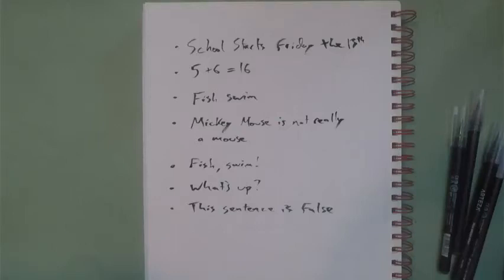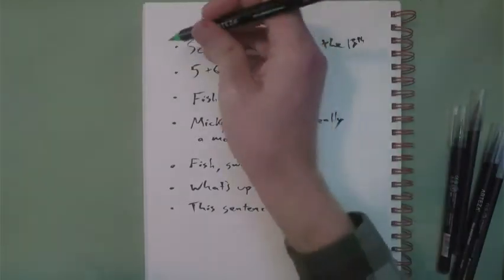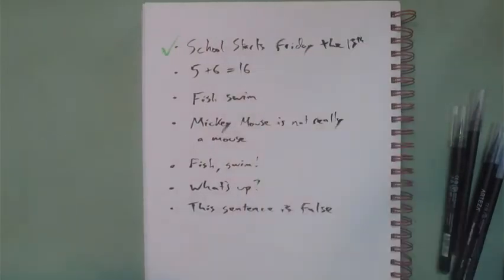Let's look at some English statements and ask whether or not they qualify as the sort of simple statements that we can use symbolic logic on. Now, what that means is, do these statements have a truth value? Are they either true or false? So, school starts on Friday the 13th is false, but more importantly, it could be true or false in principle. It is a simple statement.